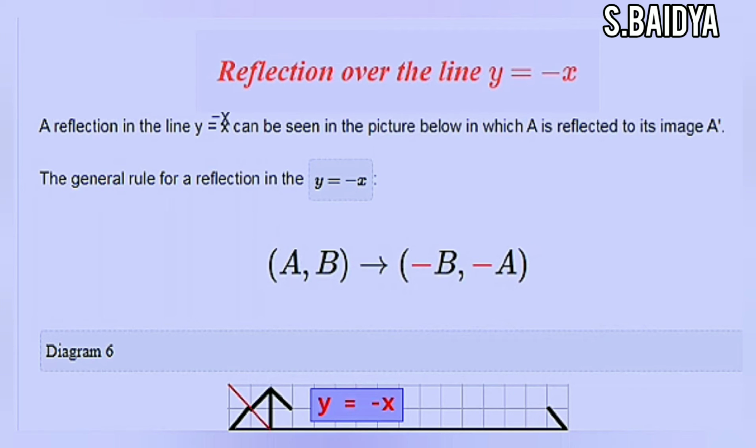Next we are moving to the reflection over the line y equal to minus x. A reflection in the line y is equal to minus x can be seen in the picture below, in which A is reflected to its image A dash. The general rule for a reflection in the line y equal to minus x can be written in the form (a, b), the coordinates of a point, is moving to (minus b, minus a).